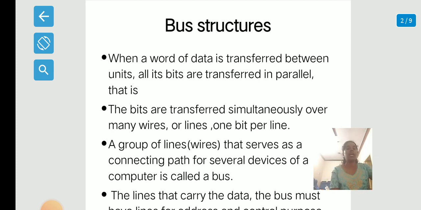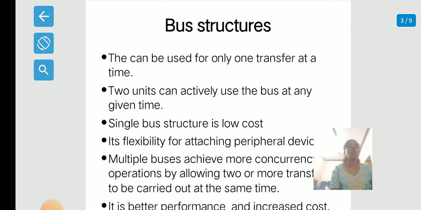The lines that carry the data can transfer only one data item at a time. Two types can be used in bus structure. One is a single bus structure, and the second is a multiple bus structure. A single bus structure is low cost. It is flexible for attaching several devices. The single bus interconnection structure is called the single bus structure.